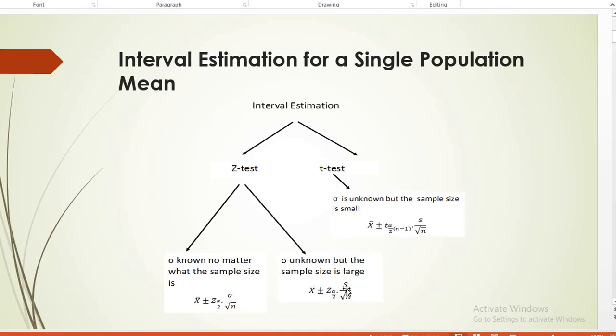Capital S is the biased estimator of population variance or standard deviation, and small s is the unbiased estimator of population standard deviation. What's the difference between these two? We have already discussed the difference in our previous lecture. For capital S we divide the sum of squares of deviations by just n, and to get small s we divide the summation of x minus x bar whole square by n minus 1. Now that was a recap of my previous lecture.